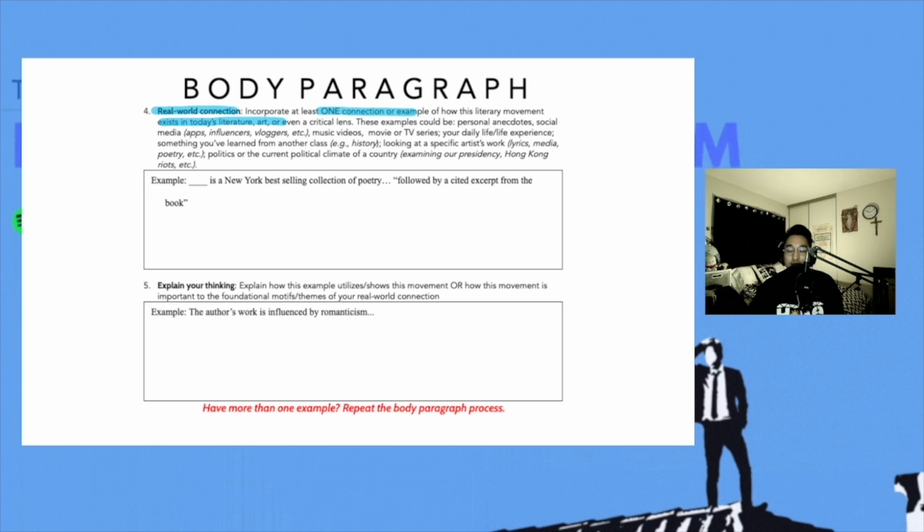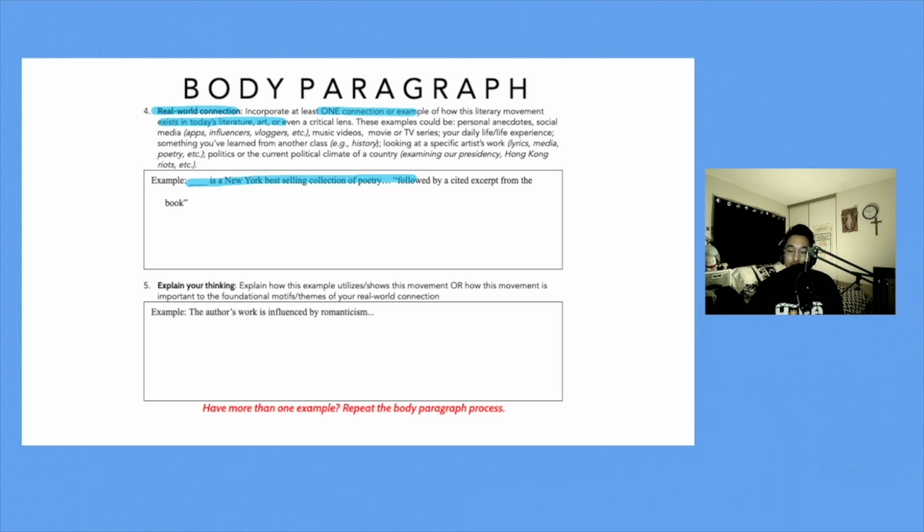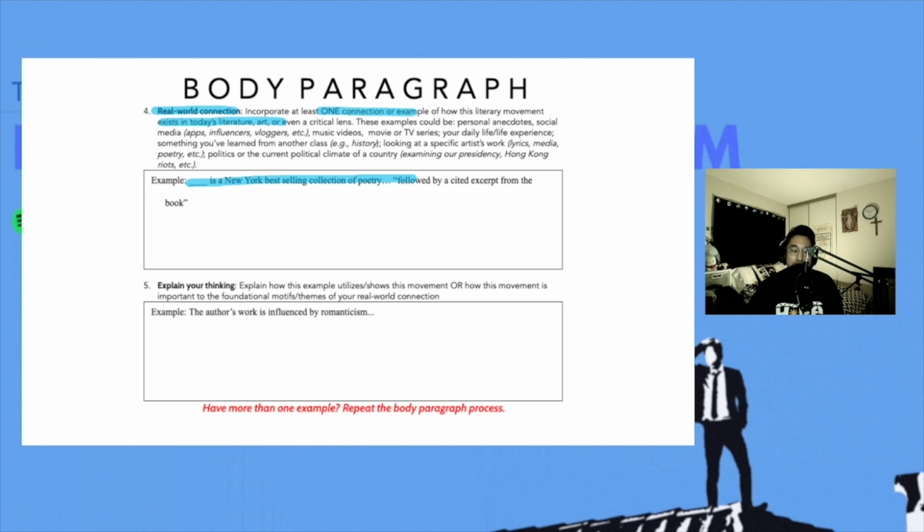And so just like the introduction outline, you're going to see some sentence starters in these boxes. And this does not necessarily mean your example has to be about a New York best-selling collection of poetry or a book. Again, this is just to kind of help frame what direction you should be heading in with your examples. After you provide your real-world connection, which we'll dive into a little bit deeper in a moment, you're going to explain your thinking. Explain how this example utilizes or shows this movement, or how this movement is important to the foundational themes of your real-world connection. So a sentence starter for this could be, the author's work is influenced by Romanticism because, or naturalism, transcendentalism, whichever movement you decide that you want to work on.